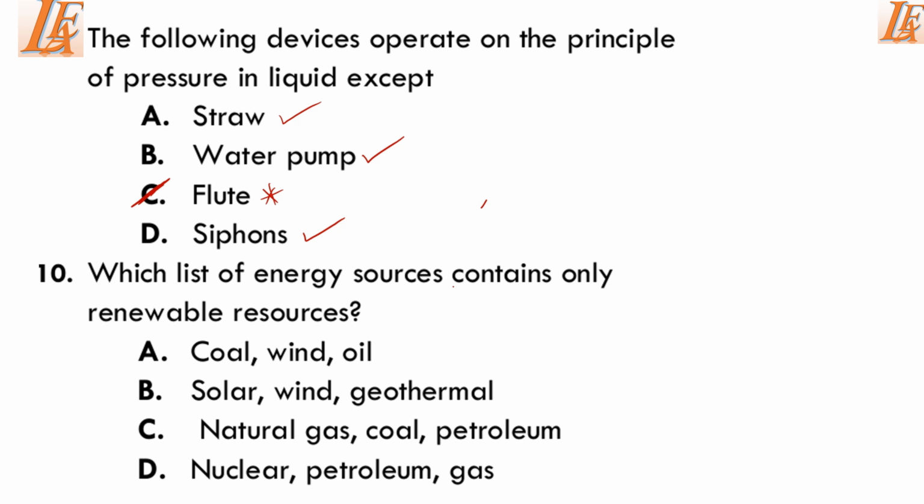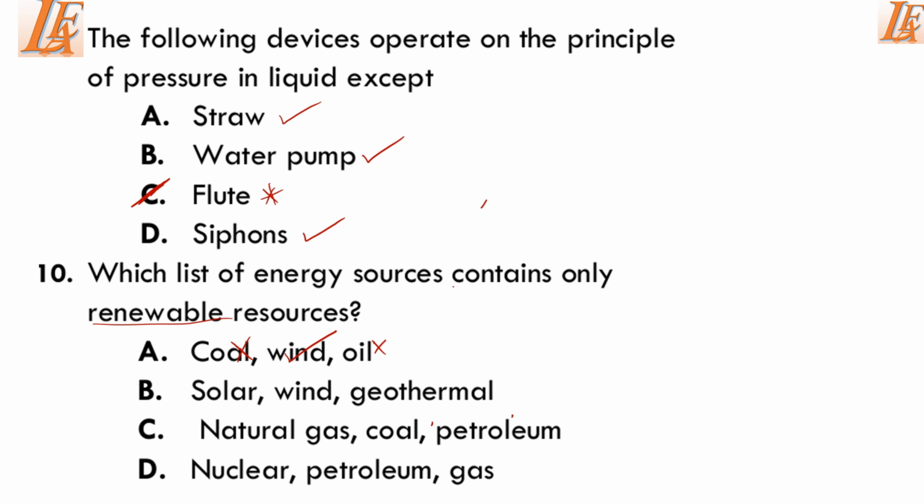Question 10. Which list of the energy sources contains only renewable sources? Remember, renewable sources are sources of energy which can never be exhausted. Therefore, in this case, let's look at the first option. A, coal, wind, and oil. Coal is non-renewable. Wind is renewable. Oil is non-renewable. So A can never be the answer.